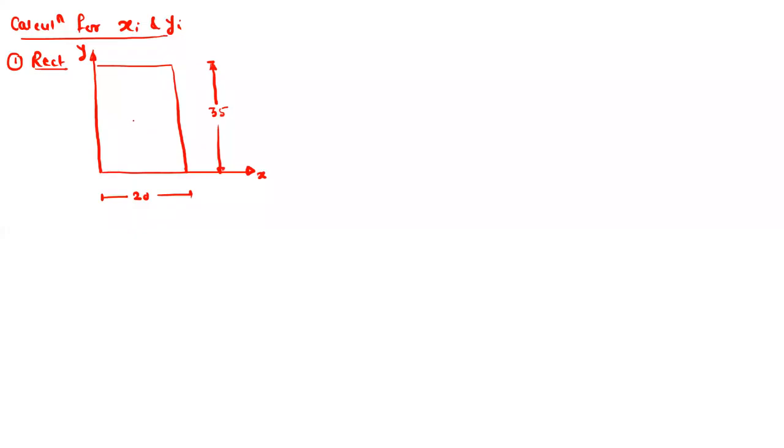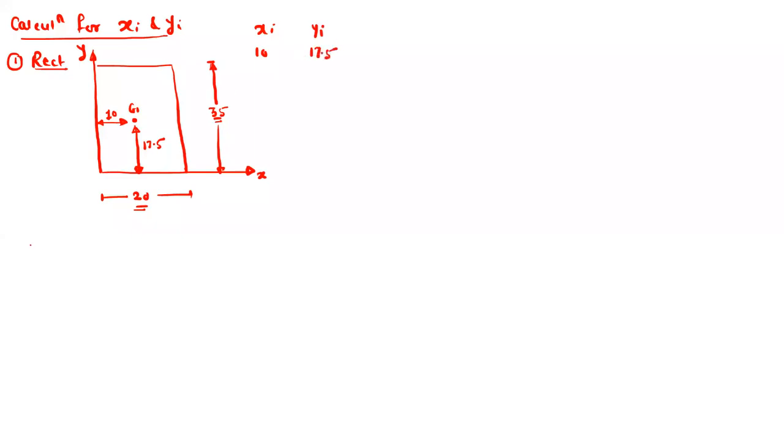For the rectangle, this is the position of the center of gravity, G1. This will be the x coordinate, that is the distance of the centroid from the y axis. As this is 20 mm, this will be 10 mm, and this is the y coordinate. This total is 35, so this will be 17.5. So xi is equal to 10 mm, and yi is equal to 17.5 mm.